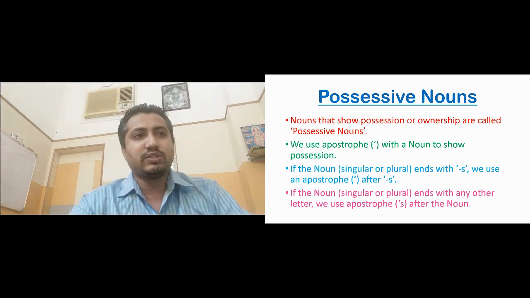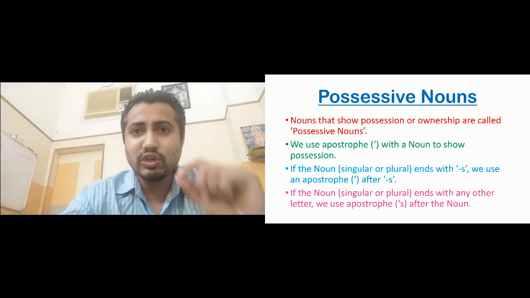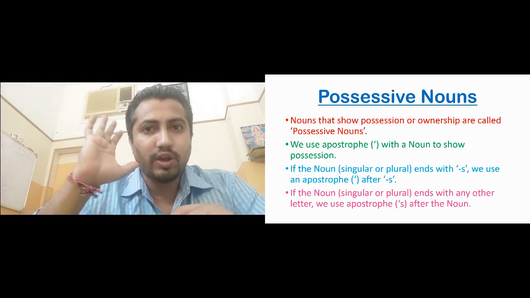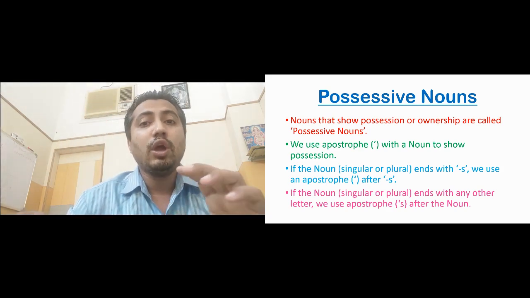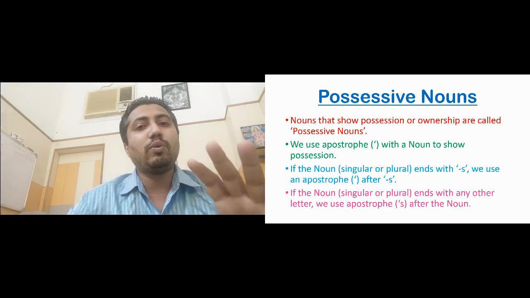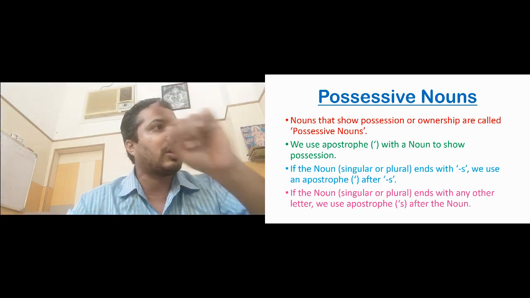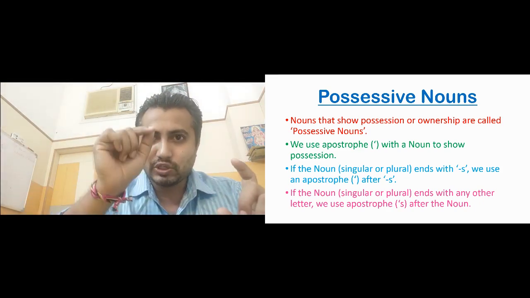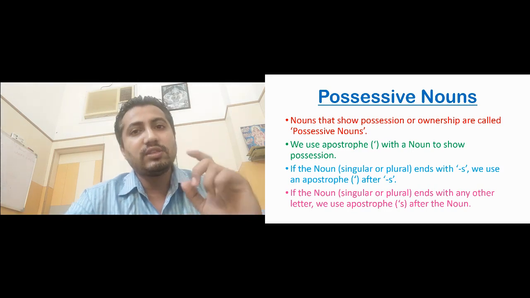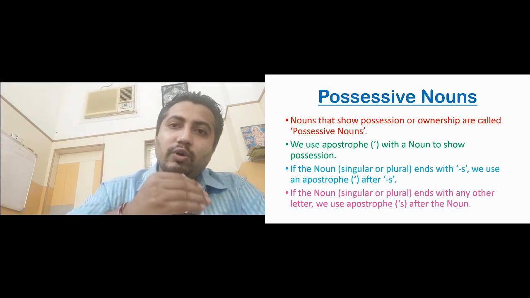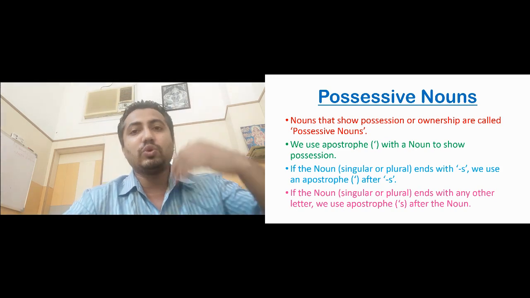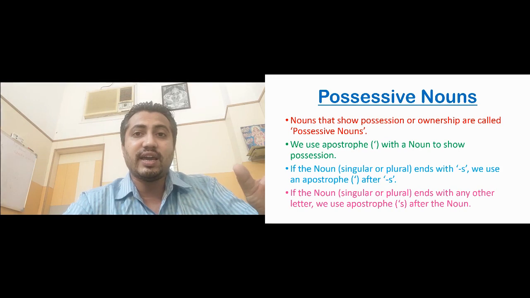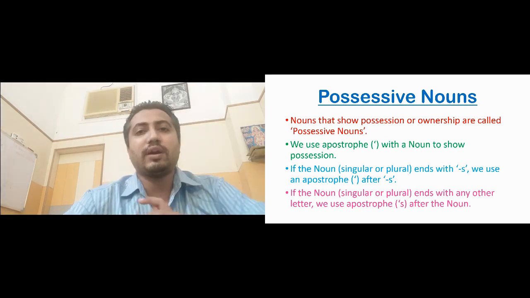Okay students, now let us start here. First of all, if we want to show possession or ownership, we have to use apostrophe s. After the noun, we put an apostrophe and then s. This is how we change a noun into a possessive noun. Apostrophe s shows that something belongs to the noun.